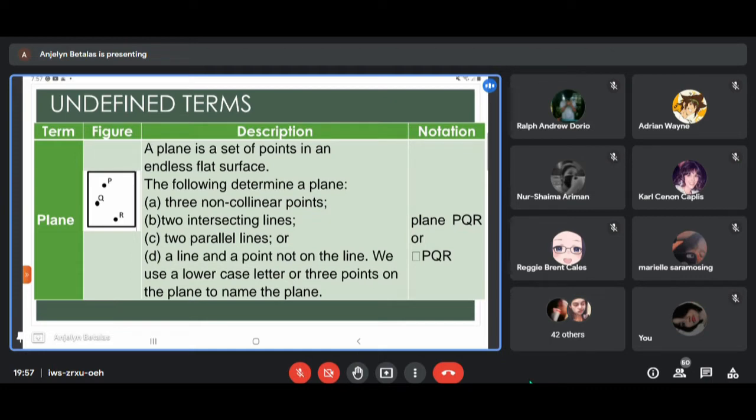We use a lowercase letter, or three points on the plane, to name the plane. For example, plane PQR, using three letters there, or it can be symbolic, written in the figure, then PQR. So, that is how to name a line and a plane. Line, plane, and point. Okay, any questions?